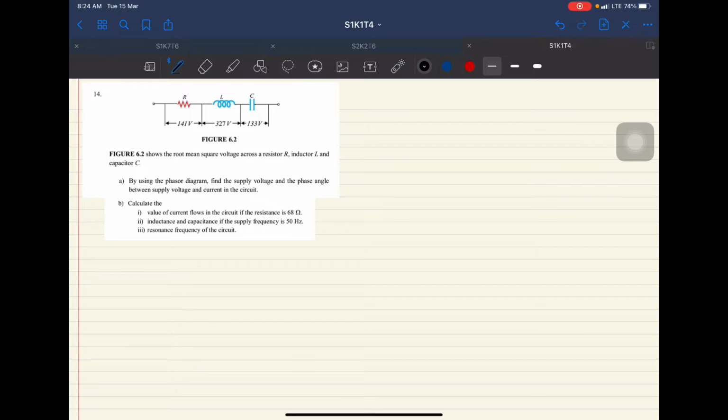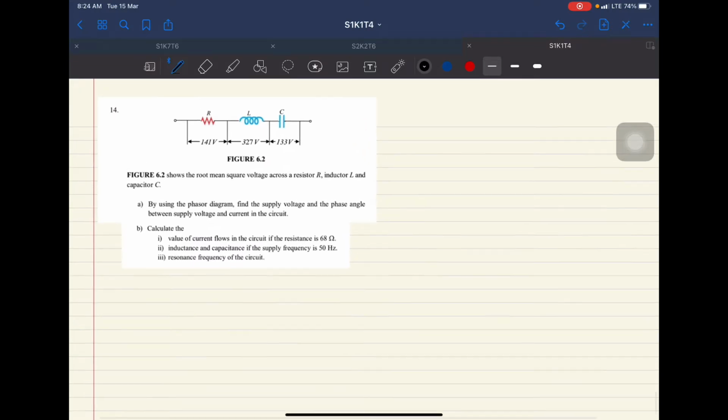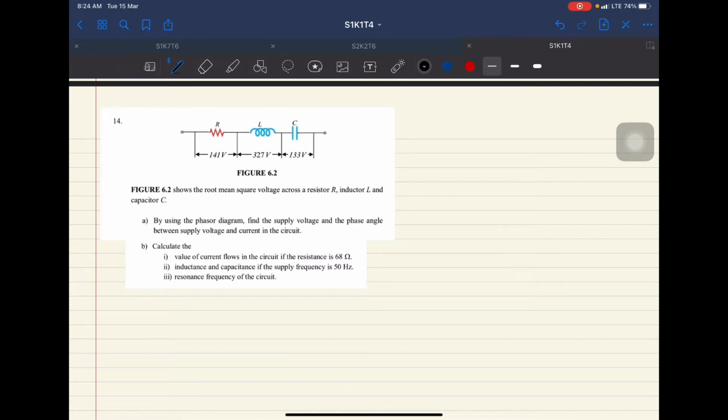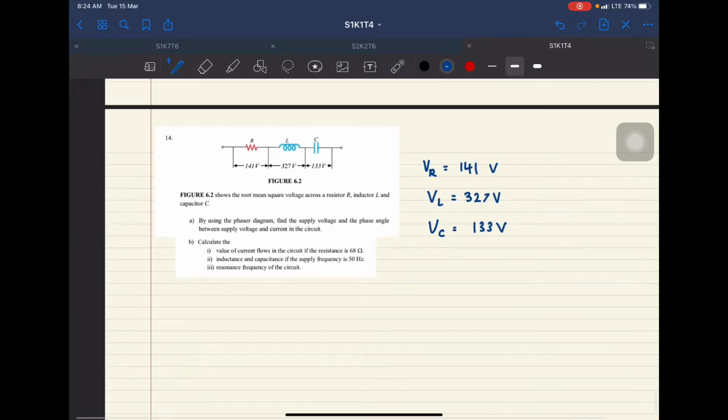Okay, so in this video, we discuss question 14 tutorial. So the question says that figure 6.2 shows the root mean square voltage across the resistor R, inductor L, and capacitor C. Okay, so basically this one is your VR. VL means that this is the voltage across the inductor, and VC is 133 volt. Okay, by using the phasor diagram, find the supply voltage and the phase angle.